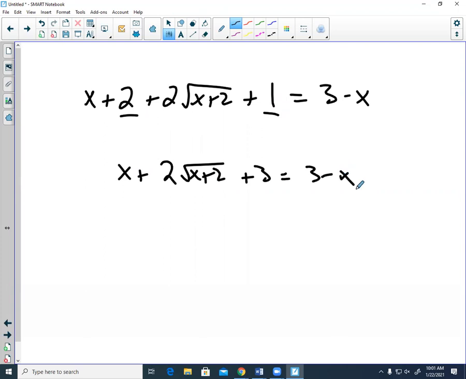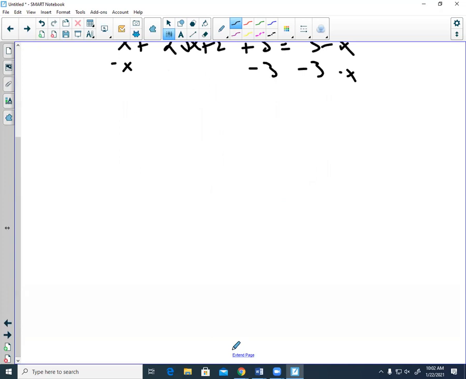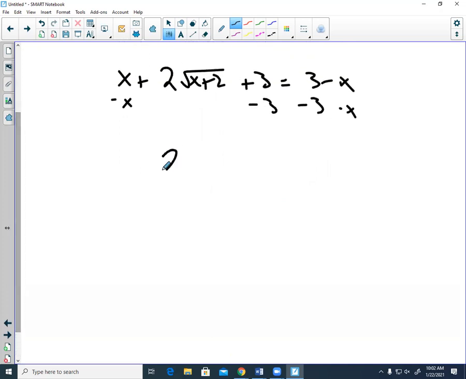Then I really hope at this point it turns into a normal algebraic equation where if you're trying to isolate this radical, you know to move everything else to the other side. So that means I'm going to subtract 3 from both sides, and I'm going to subtract x from both sides. So now this is going to turn into 2 times the square root of x plus 2 equals 3 minus 3 is 0.